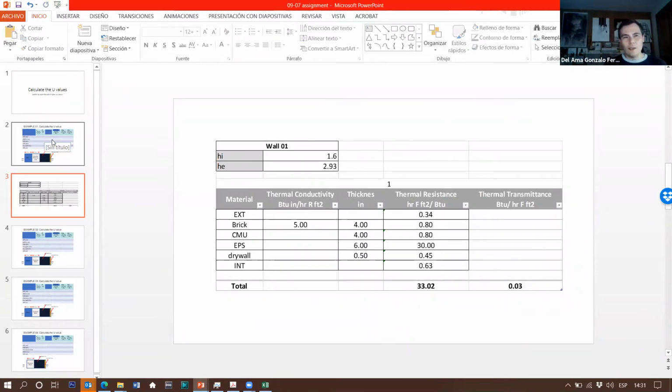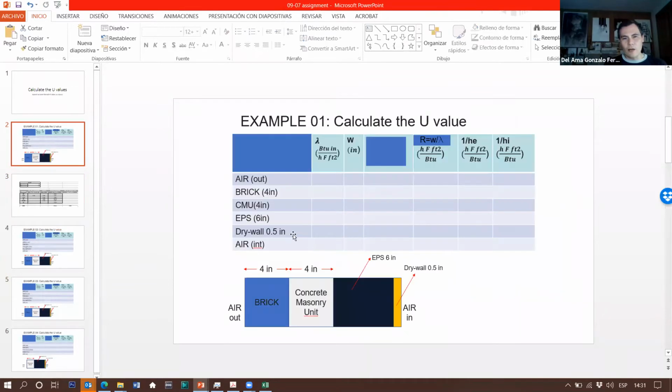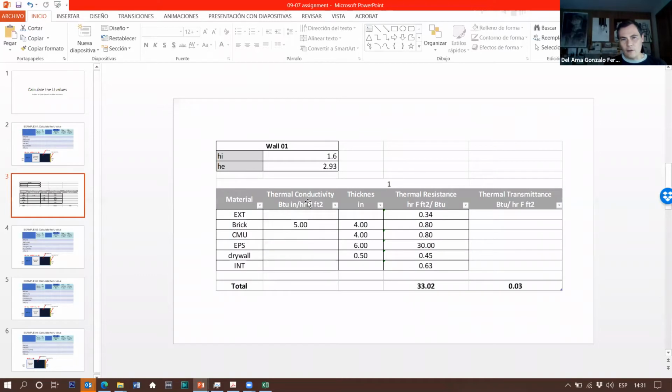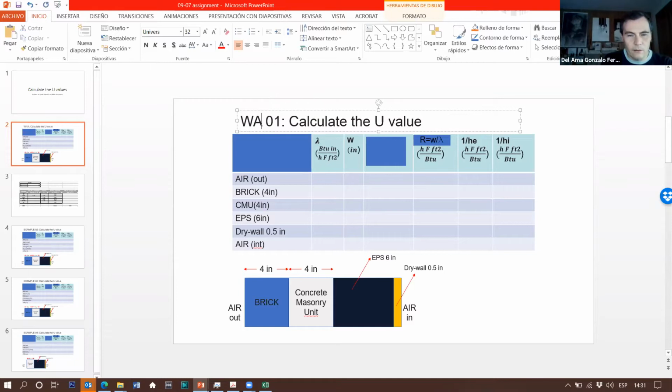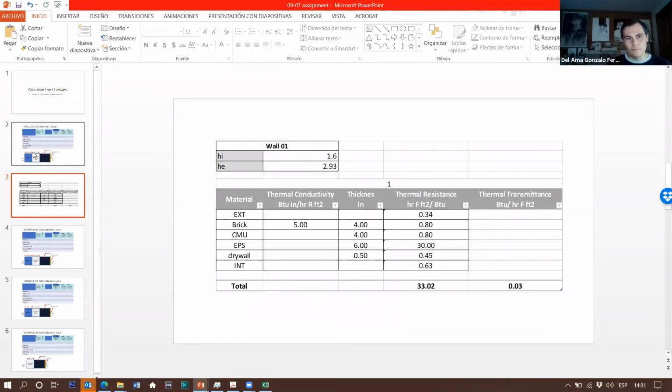Okay, so that would be the solution. You have here the definition of the wall, and here you have the total thermal resistance and the thermal transmittance of wall 1. So this is example 1, or you can call it wall 1.